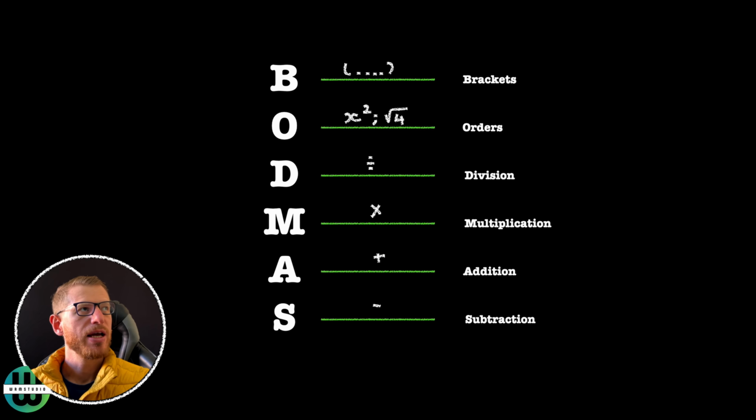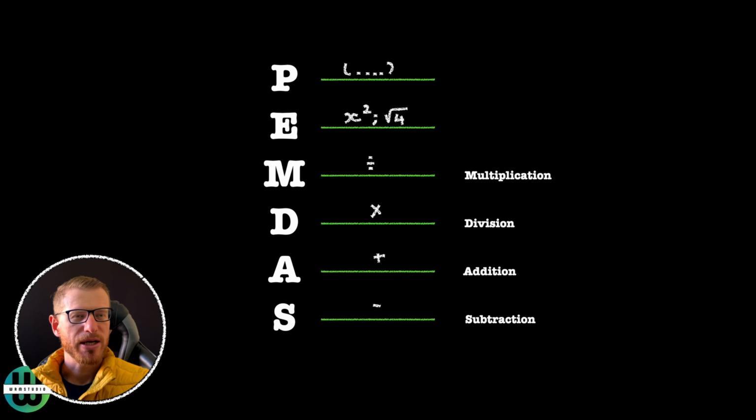So there we have our brackets, our orders. Orders include to the power of or even roots. And then we've got the division operator, the multiplication operator, the addition operator, and the subtraction operator. We also get another word, PEMDAS. And PEMDAS and BODMAS is exactly the same. PEMDAS is just another way of saying the order of operations, depending on in which part of the world you live in. B and O is replaced by P and E. P for parentheses, same as brackets, and E for exponents, same as orders.